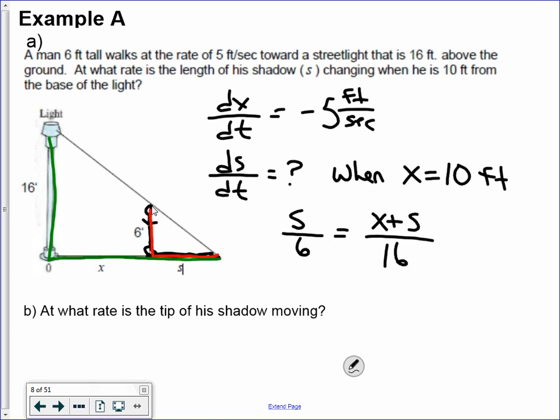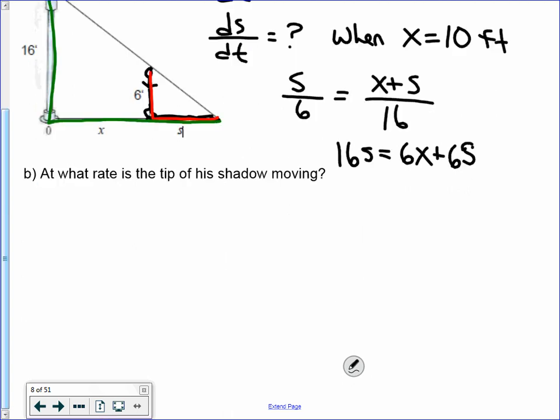So let's cross multiply. So we have 16s equals 6x plus 6s. And we don't need s's on both sides, right? Can we just subtract 6s? So if we subtract 6s from both sides, we have 10s equals 6x.